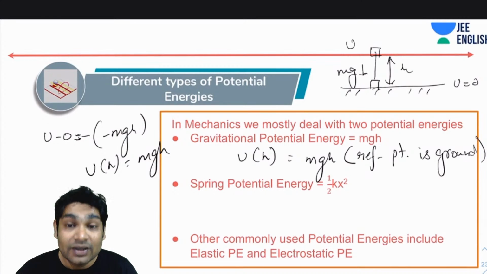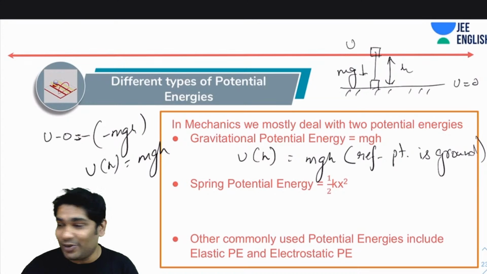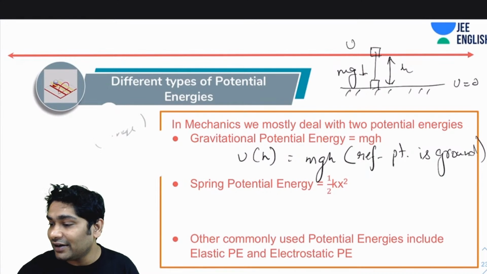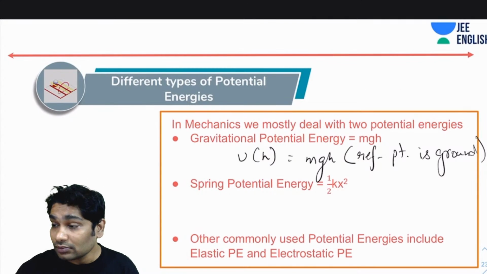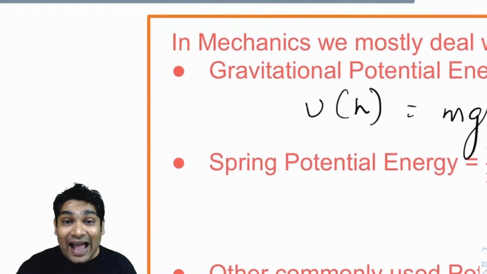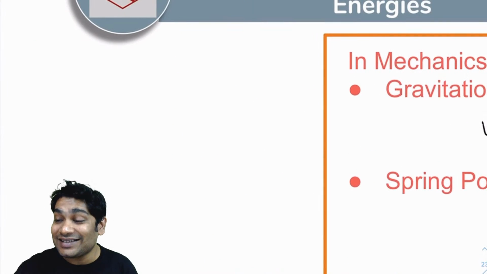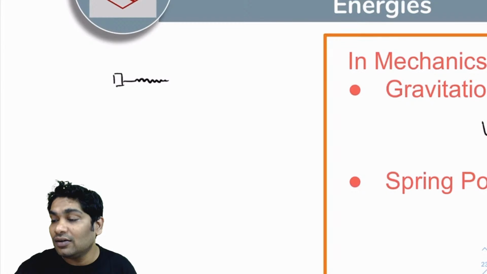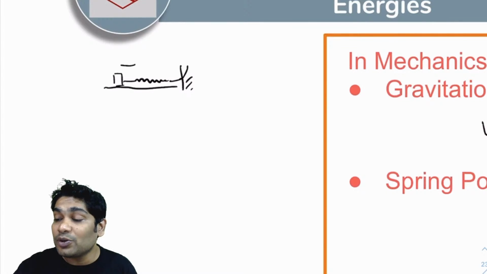Okay, so remember this. Similarly, what about the spring potential energy? Alright, so I'm getting rid of this. So if you talk about spring potential energy, now for that what we do is we take the relaxed length of the spring as our reference point. So suppose you have this, and this is the relaxed length. Alright. And suppose you are pushing it by a distance x. So it comes here.